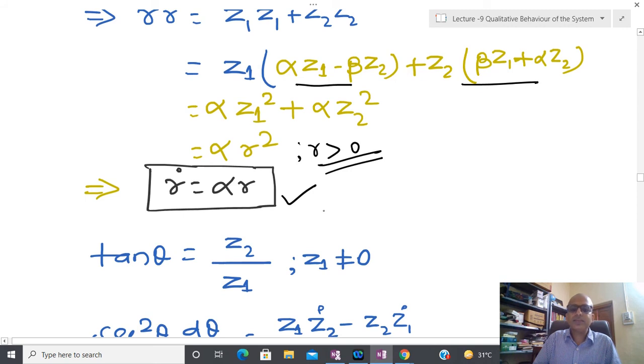Anyone? Rajesh? Are you here, Rajesh? Sir, so what is the order of this equation? r dot equal to alpha r.